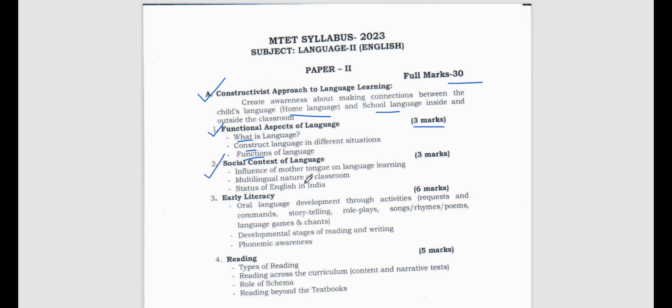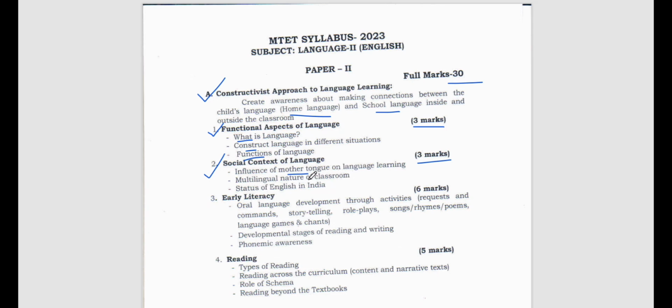There is social context of language. This will come for 3 marks again. So, influence of mother tongue on language learning. How does the mother tongue influence the learning of language or the learning of school language? Does it interfere negatively or positively or both? That we have to study.